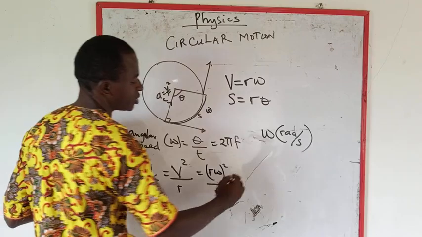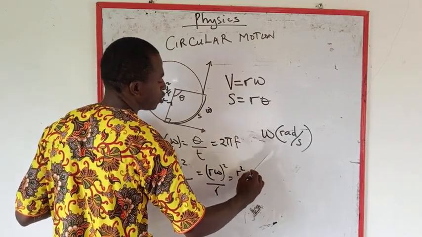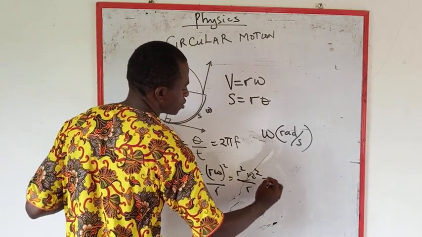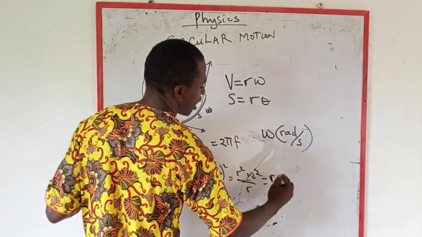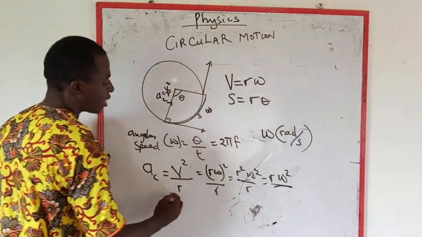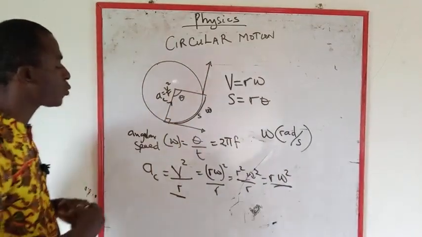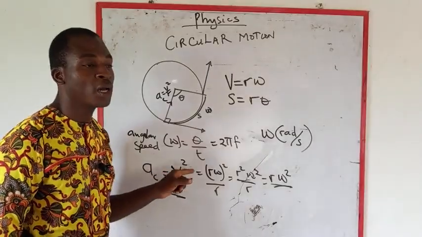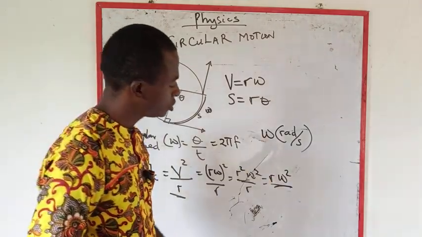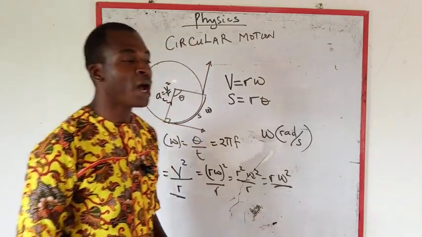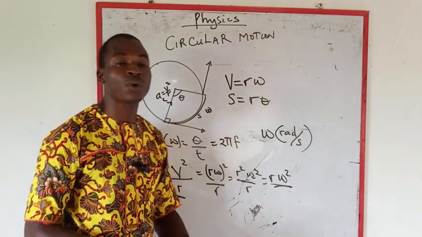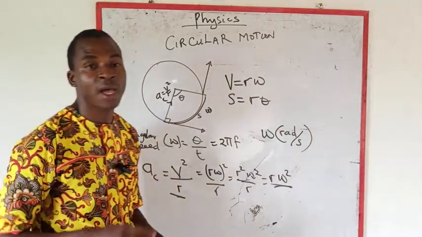What we are going to arrive at is what? R squared W squared over what? Radius. When you divide it, one R will remain there. So now we have R W squared. What we are saying is that our centripetal acceleration is equal to linear velocity squared over R, or R times what? Angular velocity squared. So either of these formulas is what we call the centripetal acceleration.